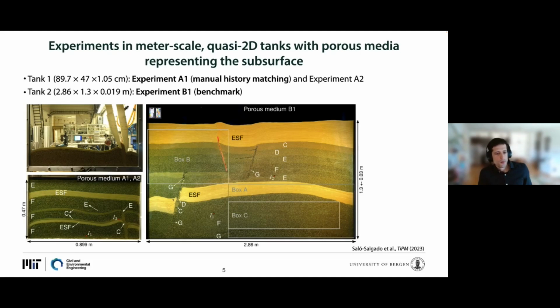Now, here you have an overview of the experimental tanks. For the experiments that we conducted here and then the simulations that I'm going to be showing, we used 2 different experimental tanks. The smaller one here to the left was used for the history matching. And then the one here to the right, which is larger in dimension, is the main rig that was used to evaluate the forecasting capability.